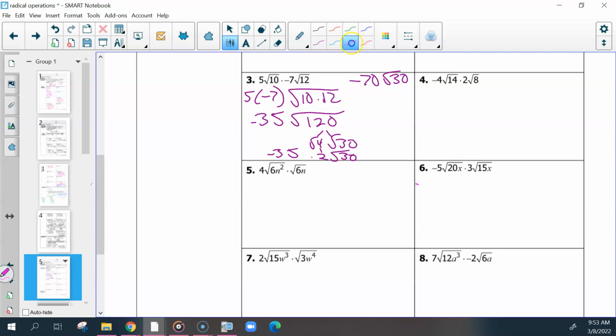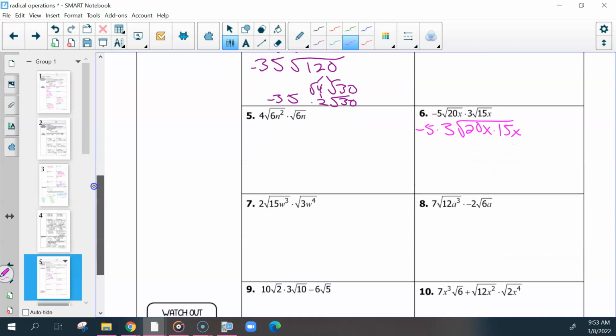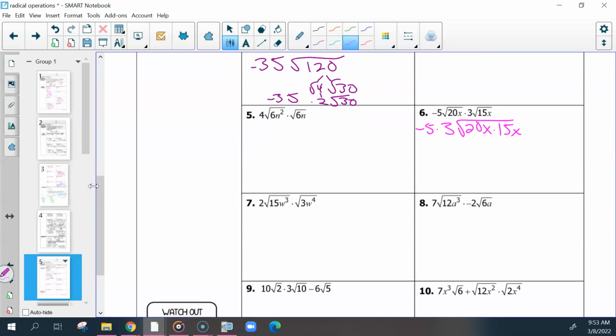So on the outside, we have negative 5 times 3. On the inside, we have 20x times 15x. So on the outside, we have negative 15. 20 times 15 is what? 300. And if I have x and x, if I combine those together multiplying, that would become x squared.